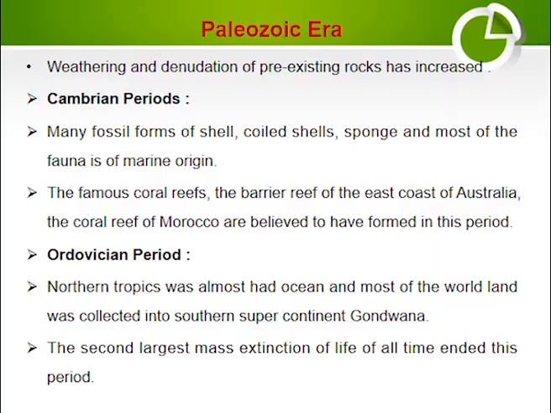Paleozoic, this is a period where we have the early life, the weathering and denudation of pre-existing rock has started. At the same time, Paleozoic is divided into Cambrian. Cambrian has seen unicellular and multicellular organisms, and they have resulted in corals. These corals were found in Morocco and also in early Australia. So, these are the early life forms we can see in the Paleozoic Cambrian period.